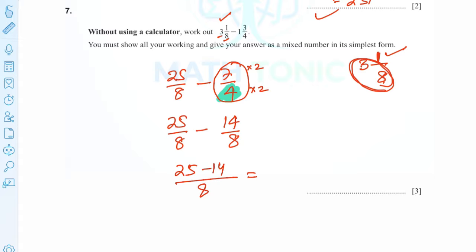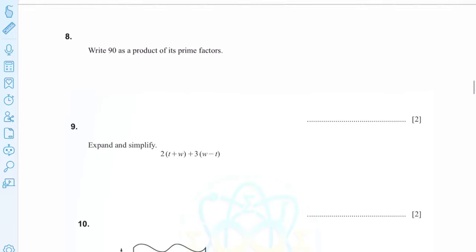25 minus 14, I think you are getting 11 over 8, and I can write the answer as a mixed fraction, that is 1 3 over 8. You can check here: 8 ones is 8, plus 3, 11 over 8. This is the answer for this question, 1 whole 3 over 8. Got it, everyone, clearly? Question number 7.